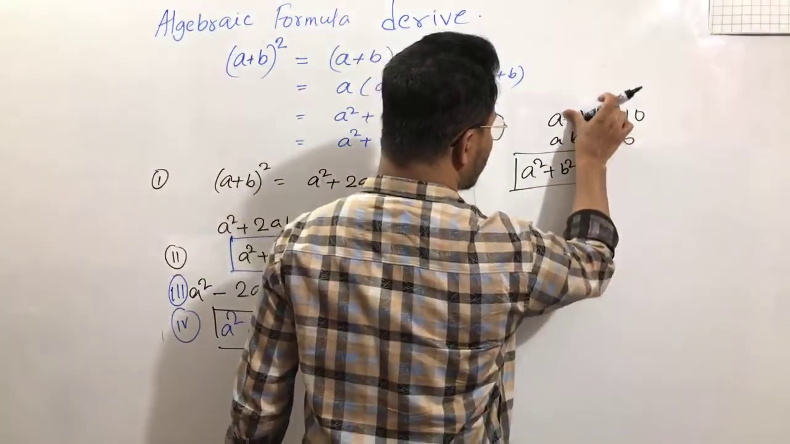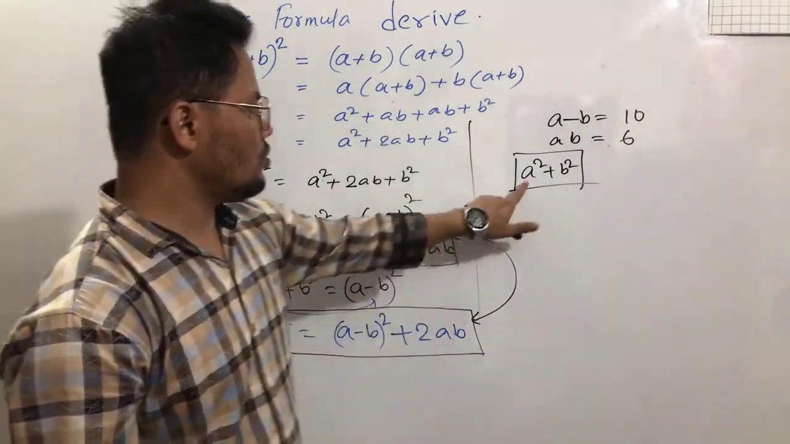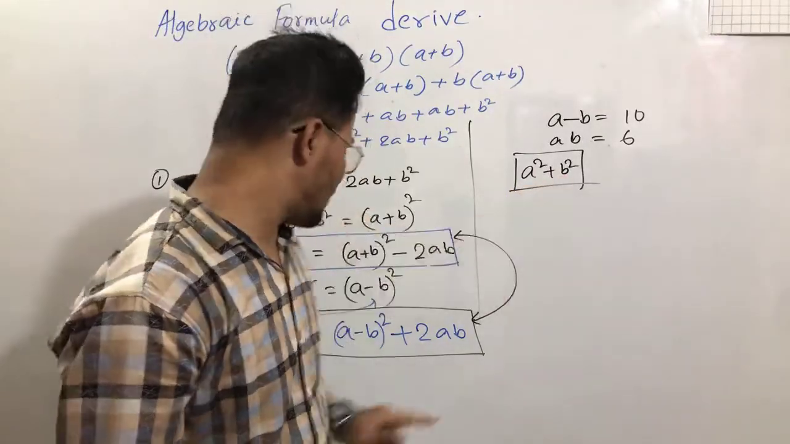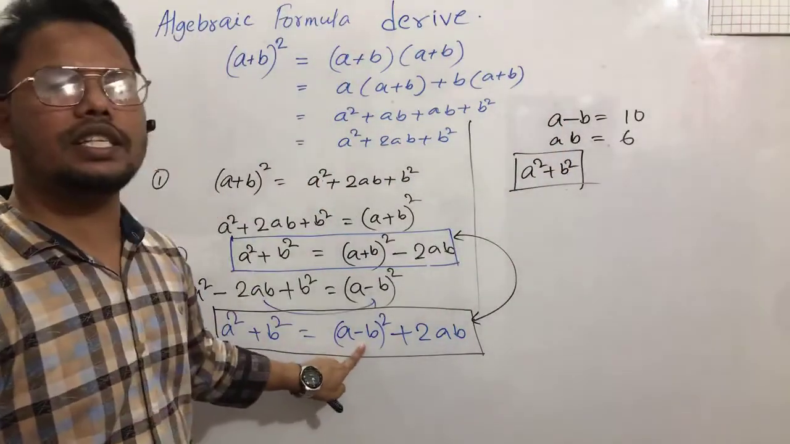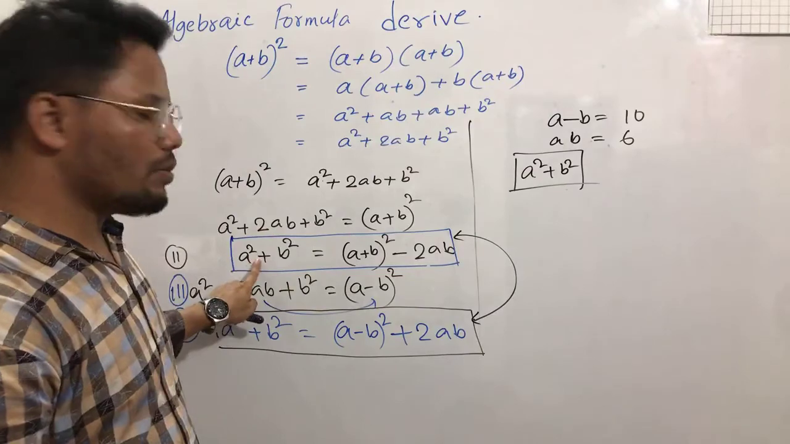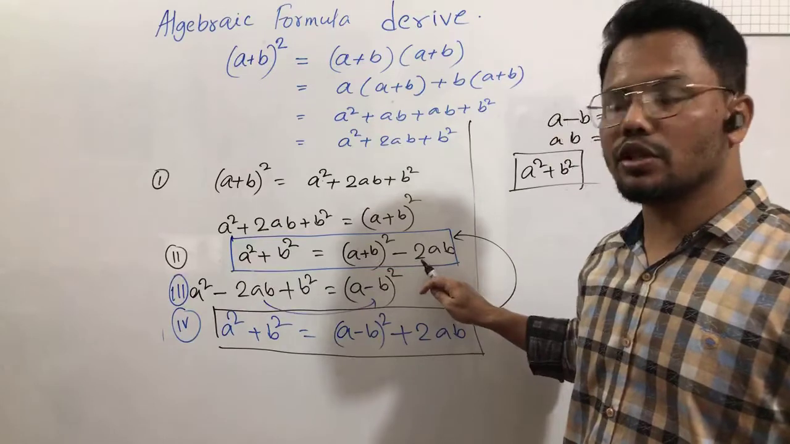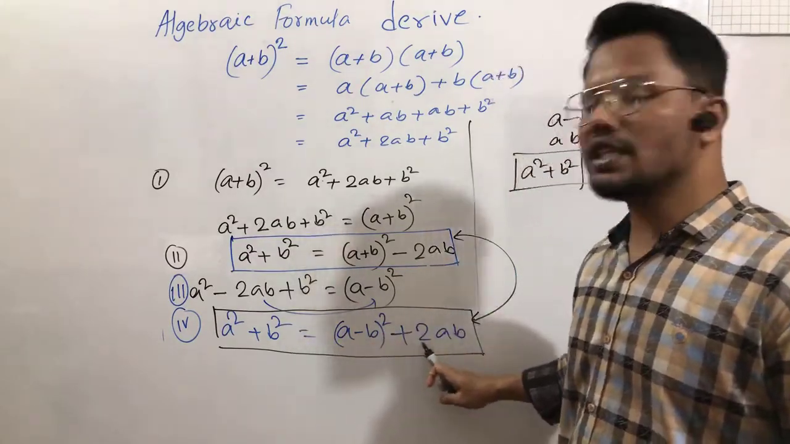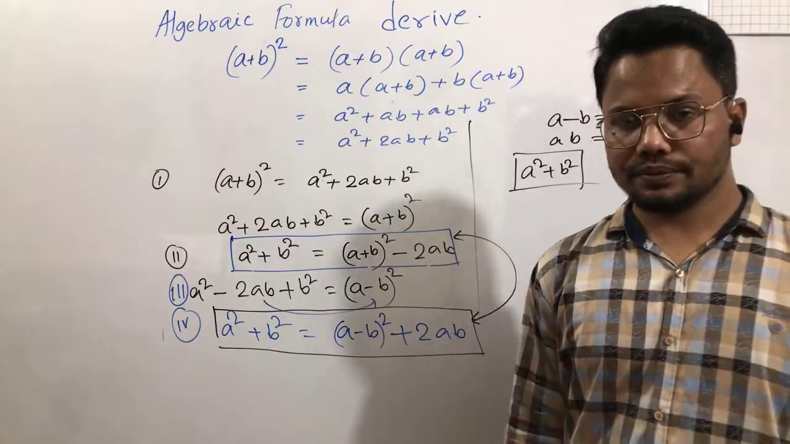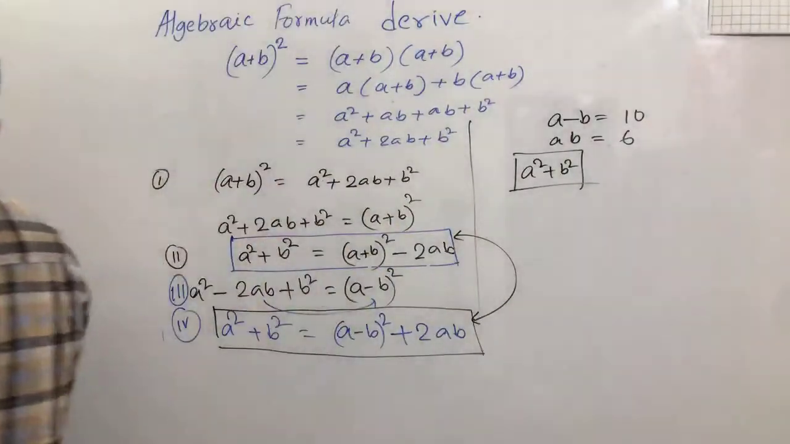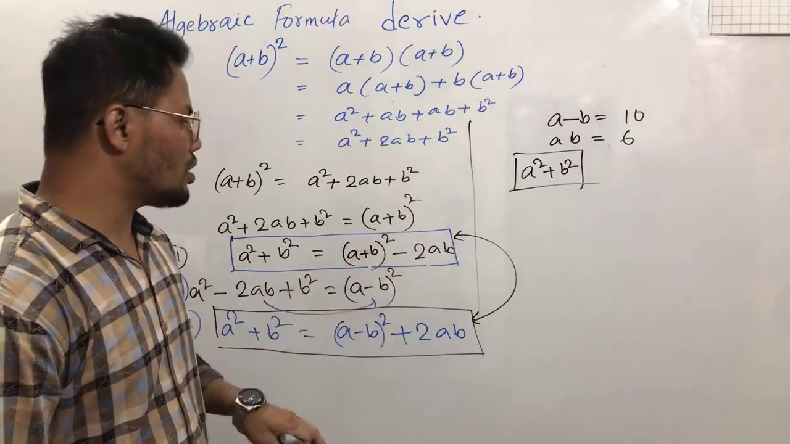But if the value is given as negative, A minus B equal 10, AB equal 6, then what will be the result of A square plus B square? Now the given information is negative, minus, so you have to apply this formula. In both cases you have to memorize the basic formula: A square plus B square equals A plus B whole square minus twice AB, or A minus B whole square plus twice AB. This is called the plus formula, this is called the minus formula. Okay, dear students, sometimes students make mistakes here in choosing the plus one or the minus one.